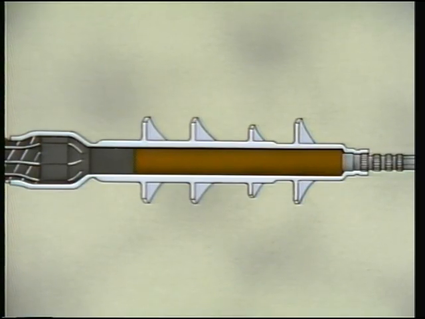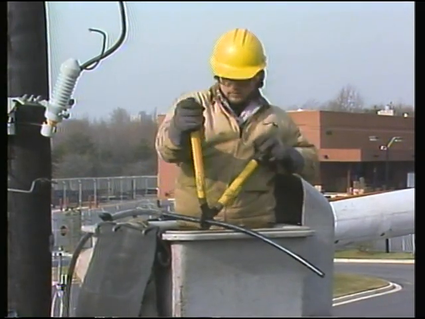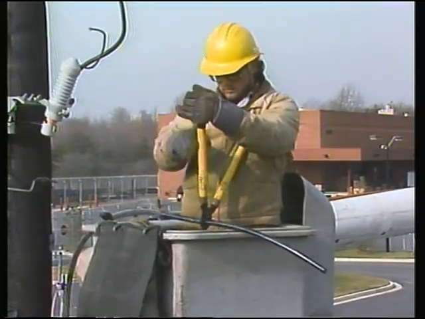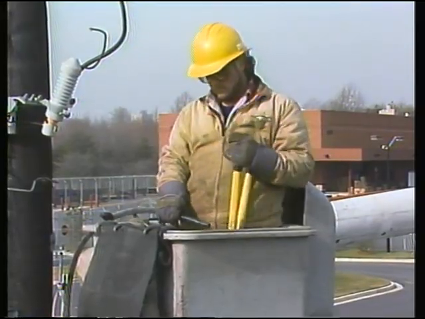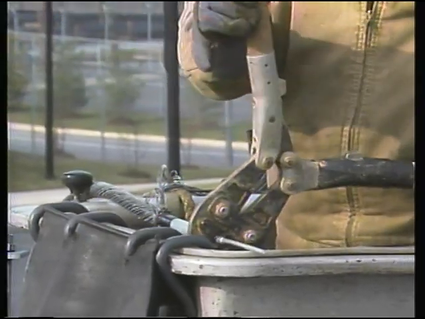Let's see how this type of termination can be put on. To begin this job, the workman ties the concentric wires back at a specified distance and cuts the cable to its final length. After he removes the cable layers, the workman installs the connector.